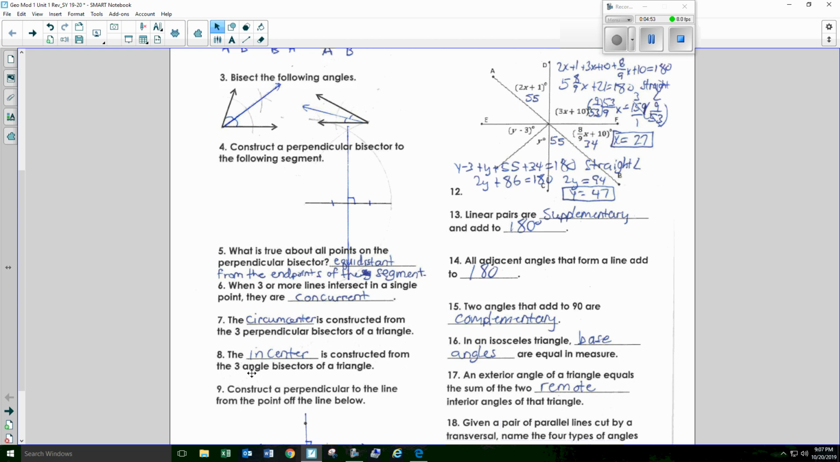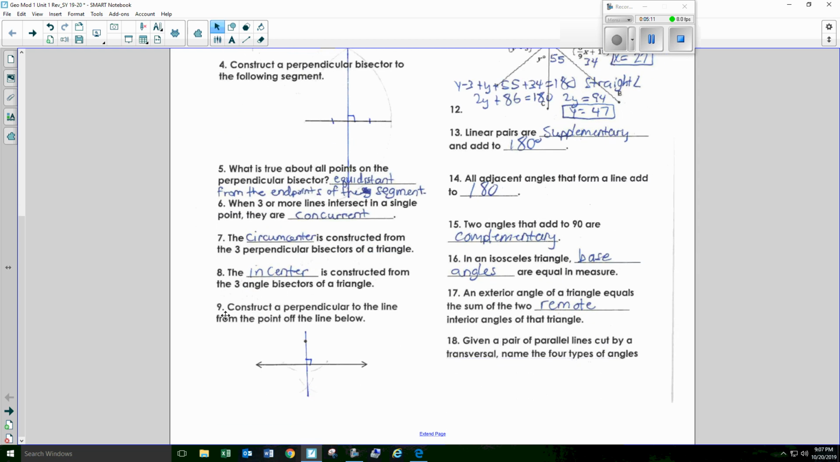The incenter is constructed from three angle bisectors. So doing this, if I have a triangle, doing this three times, three angle bisectors intersect in what's called the incenter, and that creates a circle inside of that triangle that touches each side of that triangle exactly once only.